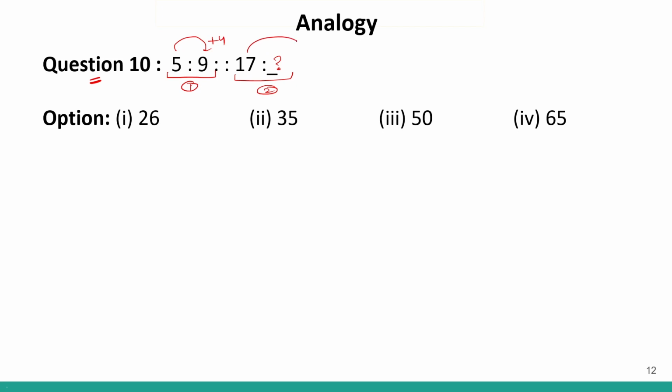So if I add 4 to 17, how much will I get? If I add 4, I'll get 21. Do we have an option of 21? No. So some other logic is being used. Correct? Some other logic is being used.